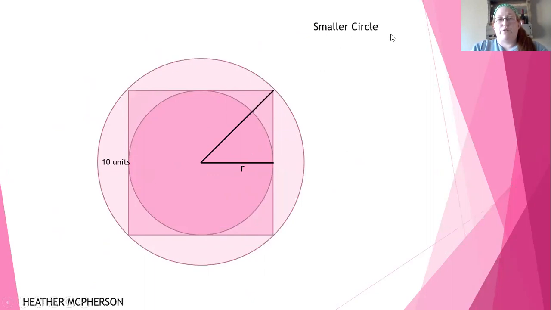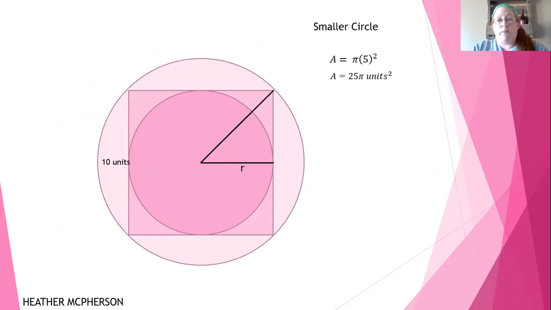So the smaller circle is where we're going to start, and we want to find the area of the smaller circle. So you're going to use pi r squared. So pi times the radius squared. Now, the radius of the smaller circle is going to be 1/2 of the square, so it's going to be 5. So here you have pi r squared, so pi times 5 squared.